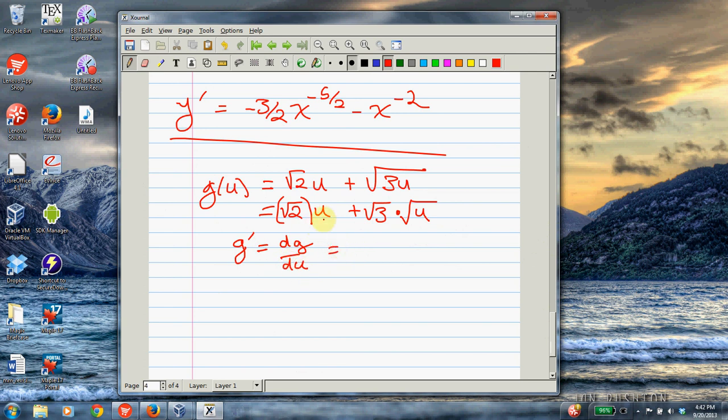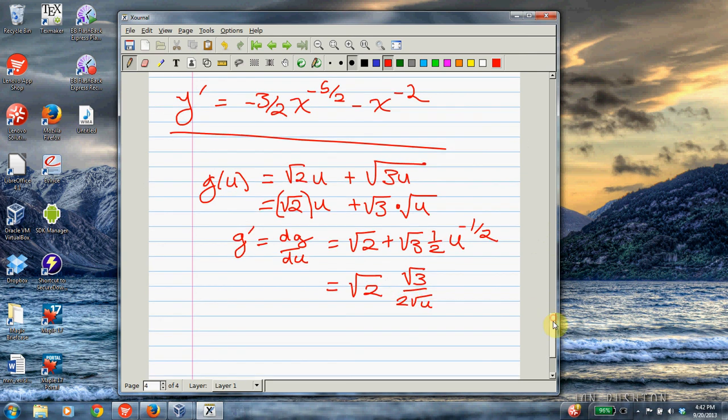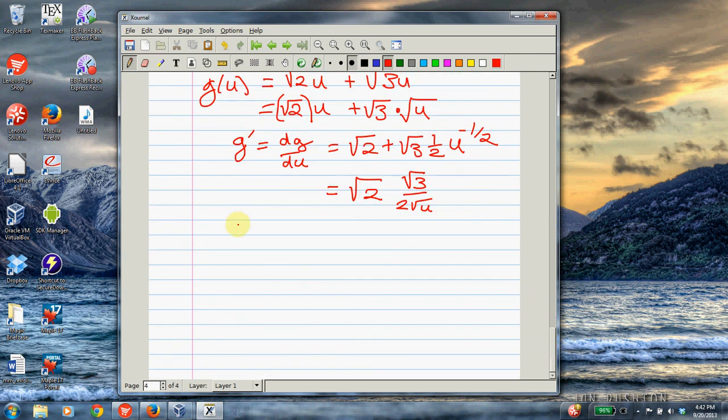And now we're ready to take the derivative, g prime, also the same as dg du, right? And this is equal to, now the derivative of the variable is 1, so it's square root of 2. Ignore the constant, square root of 3. The 1/2 comes down, and a minus 1/2 is left in its place. And just for fun, I'm going to write this in a different form. We could stop now if we want. But this is the same thing as the square root of 3 over 2 times the square root of u. Okay? And if you don't immediately see why that's true, maybe think about it for a second. But I'm going to go on to the next problem.